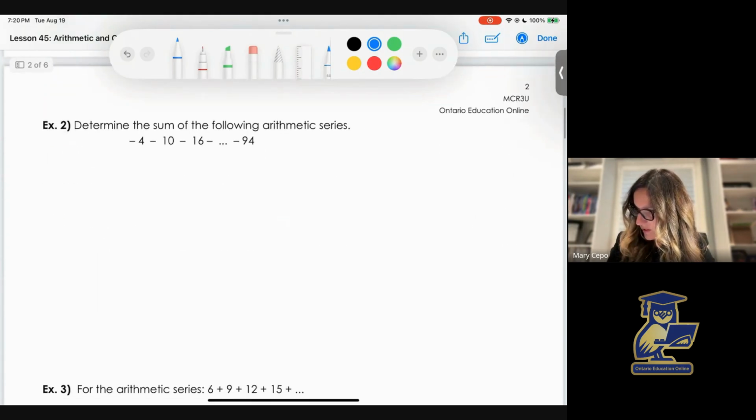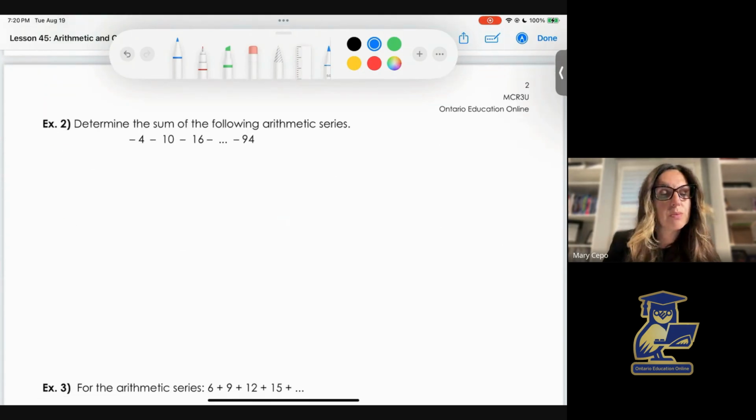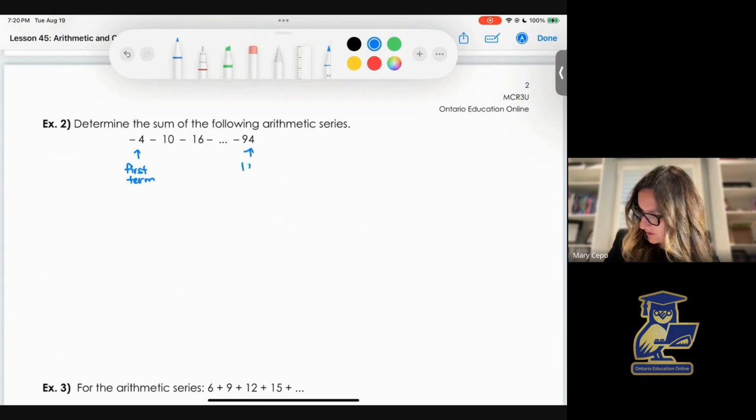Okay, moving on to example 2. We have to determine the sum of the following arithmetic series. Now notice it's -4 minus 10, minus 60, minus dot, dot, dot, minus 94. So in this case, we are given the first term, and we are given the last term.